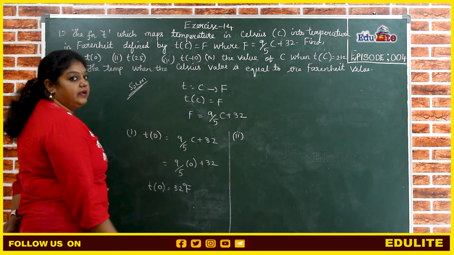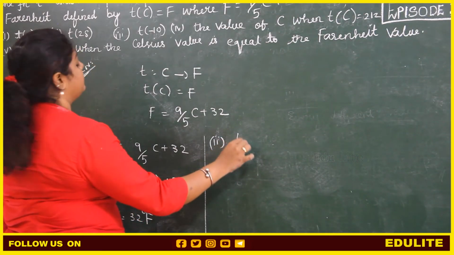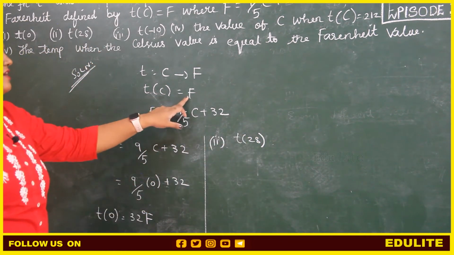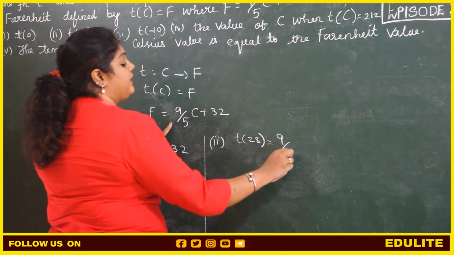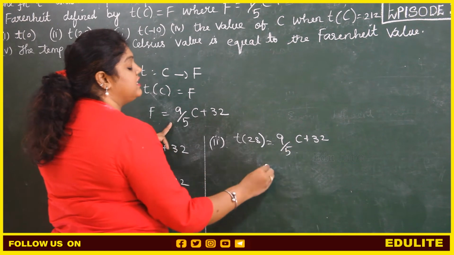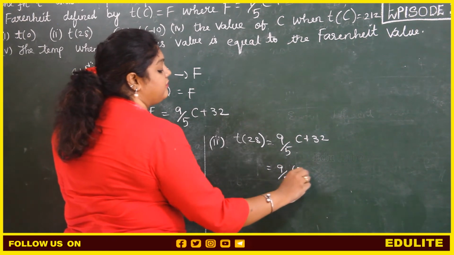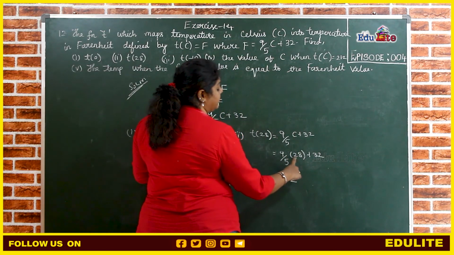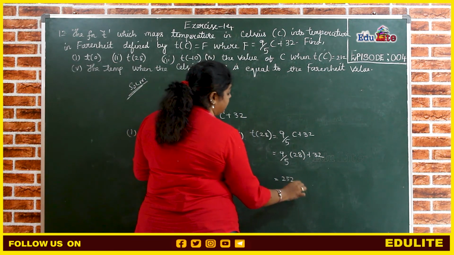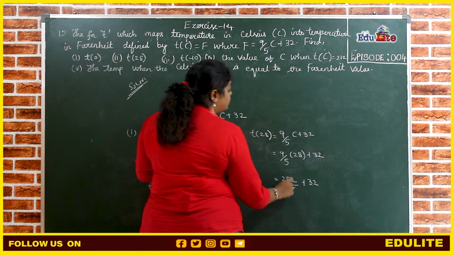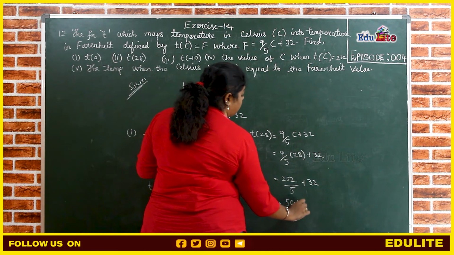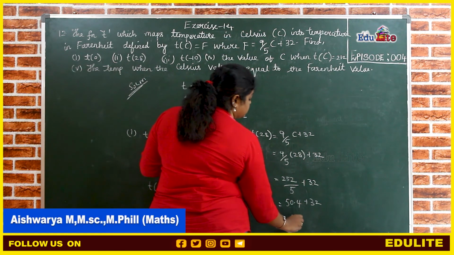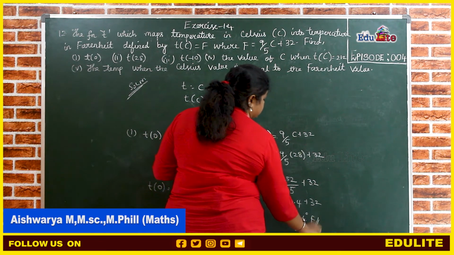The second option is we need to find T of 28. T of 28 in the sense the value of C is 28. T of C equals F. So, instead of F we have to write 9/5 C plus 32 and substitute the value of C as 28. 9/5 into 28 plus 32. So, 9 into 28 is 252, divided by 5 it will give us 50.4, plus 32. 50.4 plus 32 will give us 82.4 degrees Fahrenheit.